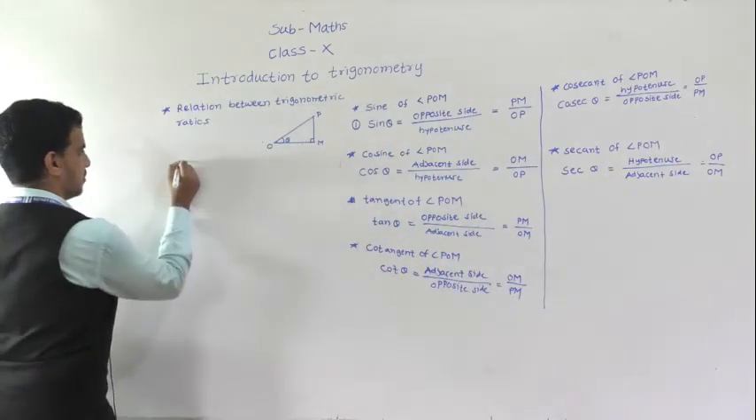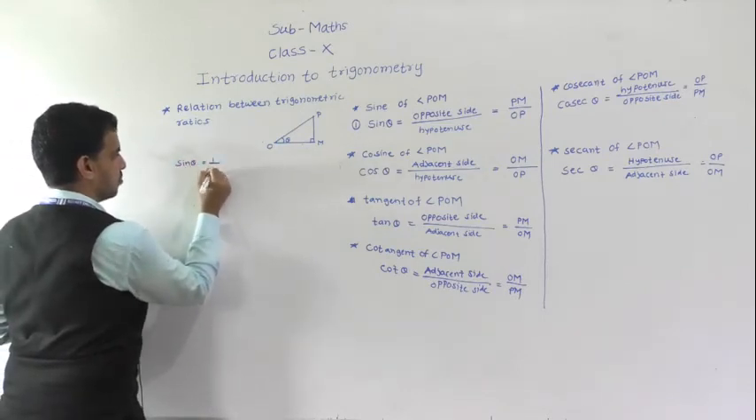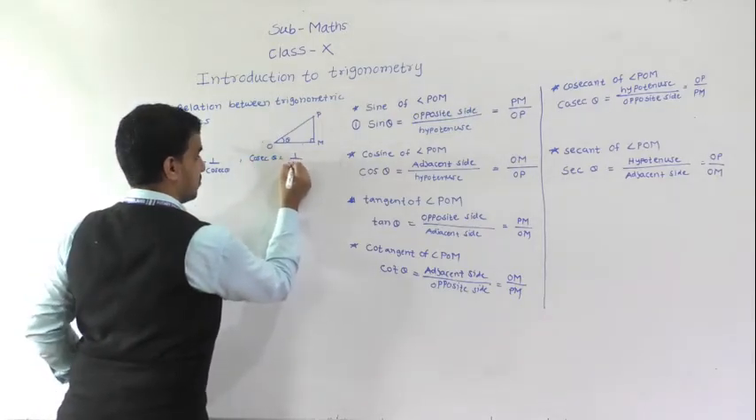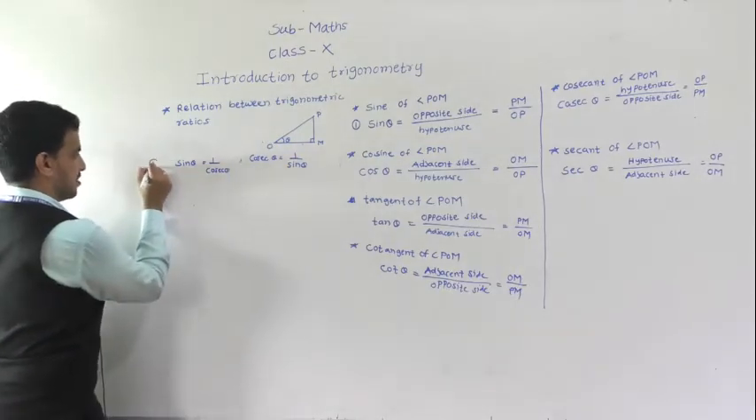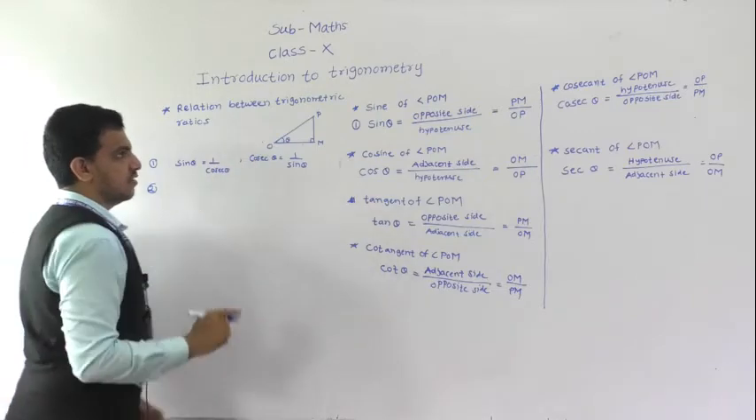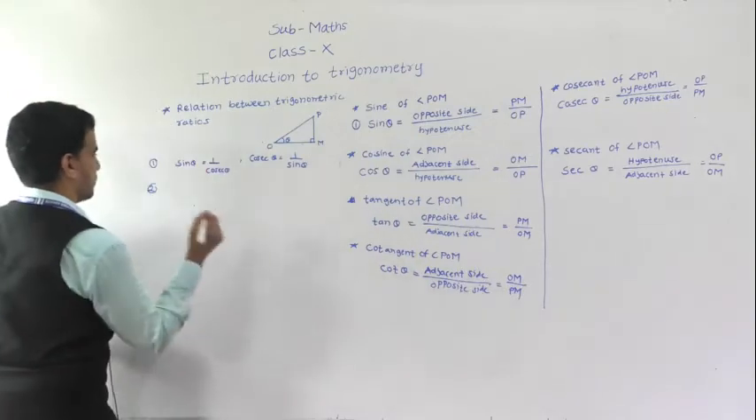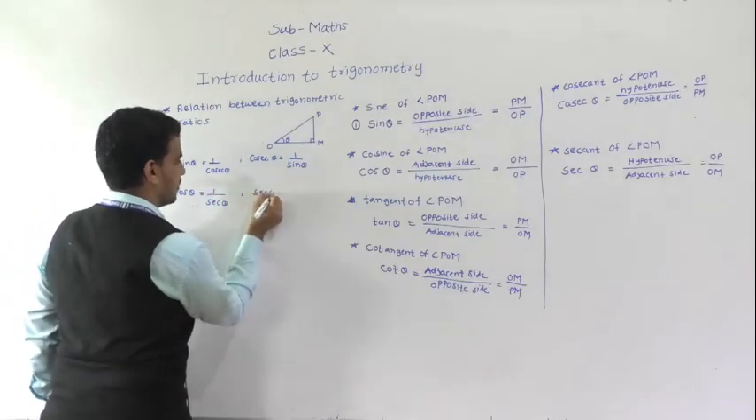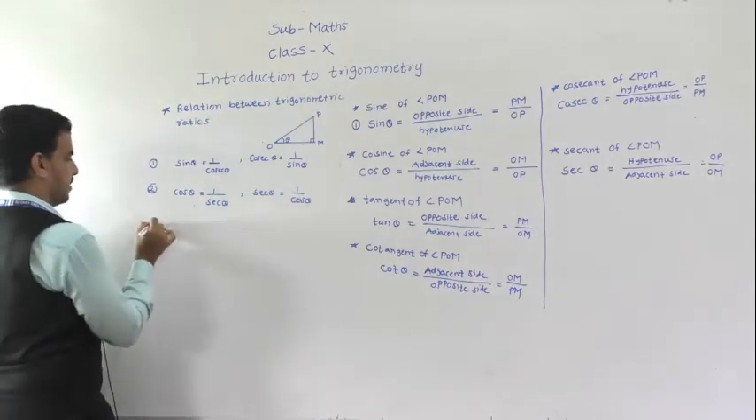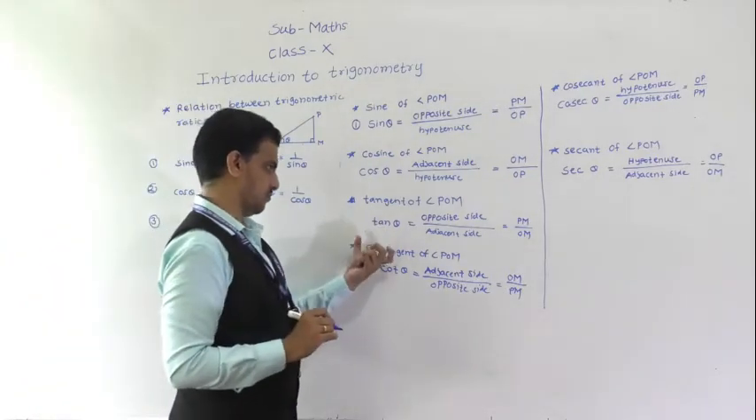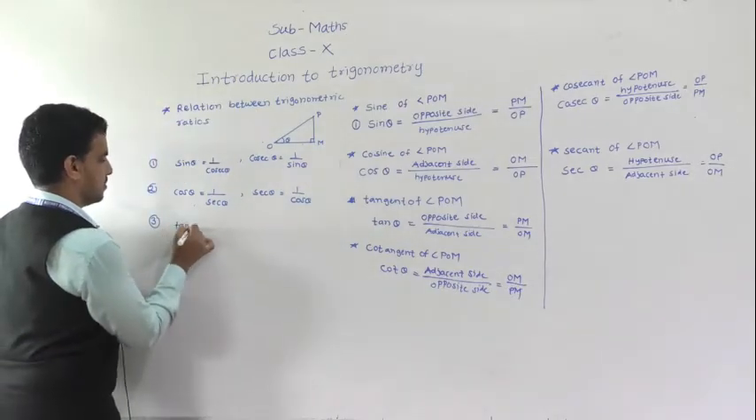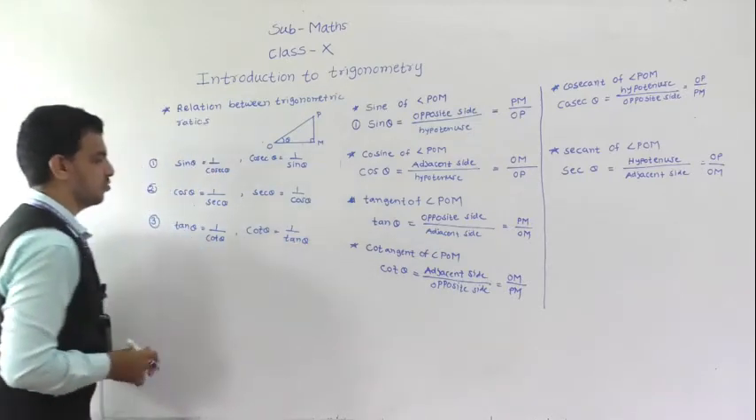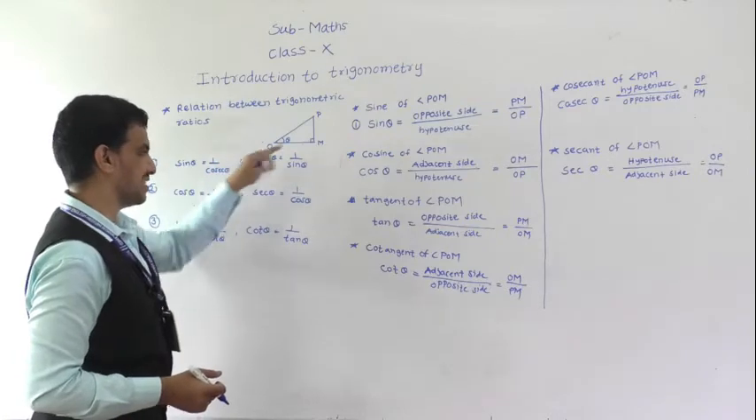So we have to write: sin theta is equal to 1 upon cosec theta, or cosec theta is equal to 1 upon sin theta. This is the first relation. So sin and cosec, these two trigonometric ratios are reciprocal of each other. Second one, cos theta and sec theta: cos theta is equal to 1 upon sec theta, and sec theta is equal to 1 upon cos theta. Third one, tan theta is equal to 1 upon cot theta, or cot theta is equal to 1 upon tan theta. So these are the relations between these six trigonometric ratios.